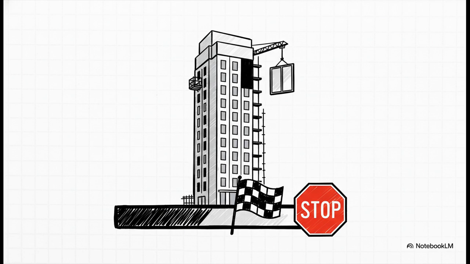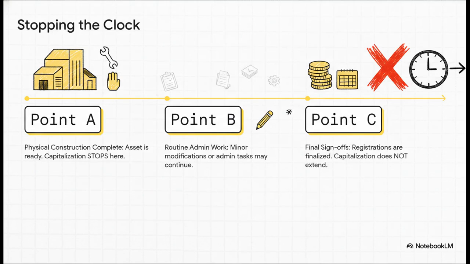I want you to really focus on that phrase, substantially complete. Because substantially complete is not the same thing as 100% finished. The moment the major physical construction is done and the asset can be used as intended, capitalization stops. Right there. It doesn't matter if you're still doing minor modifications or routine admin work, like finalizing paperwork. Once it's ready for use, the capitalization period is over.